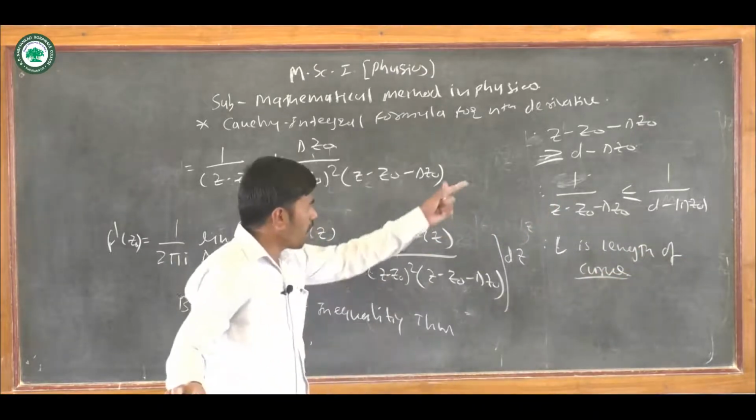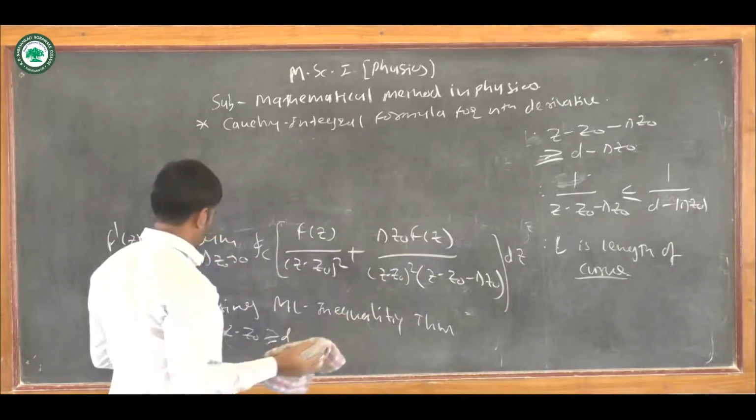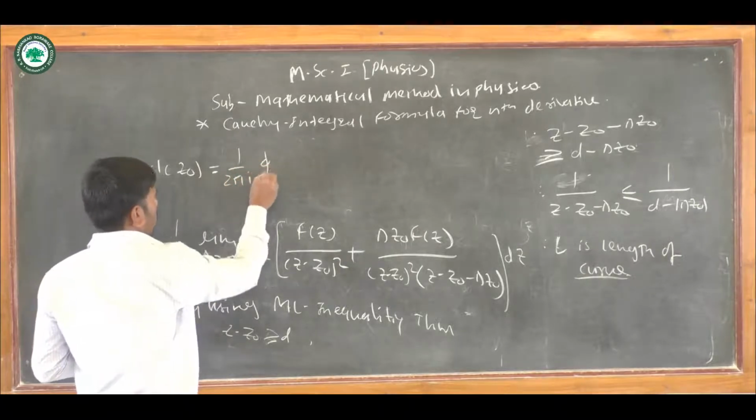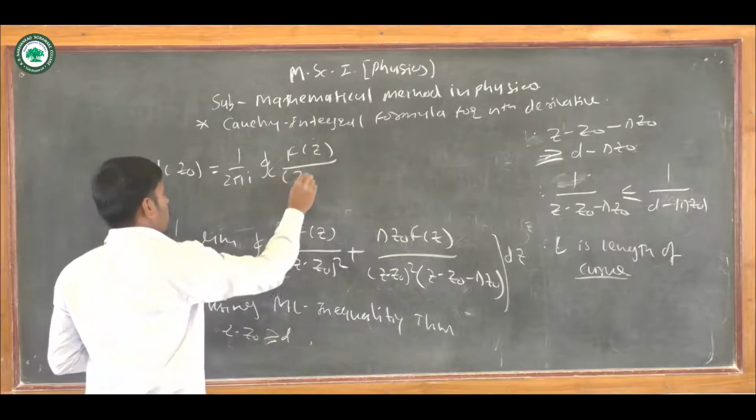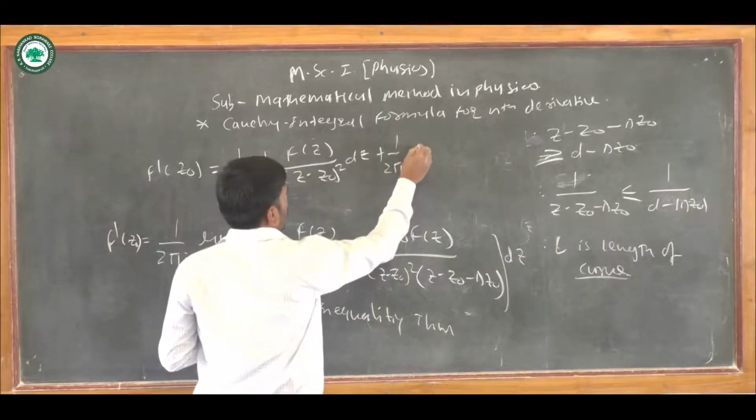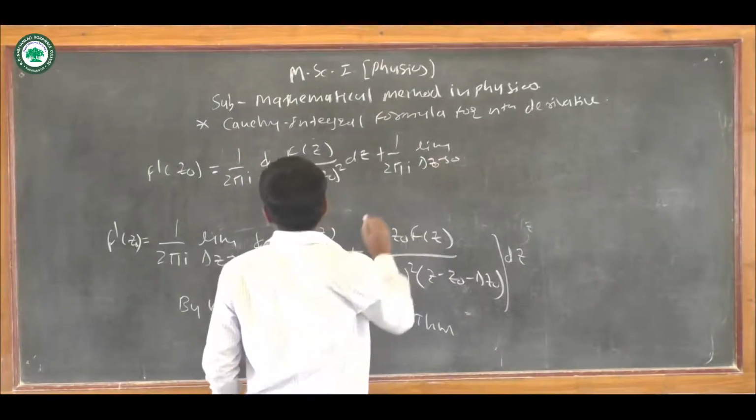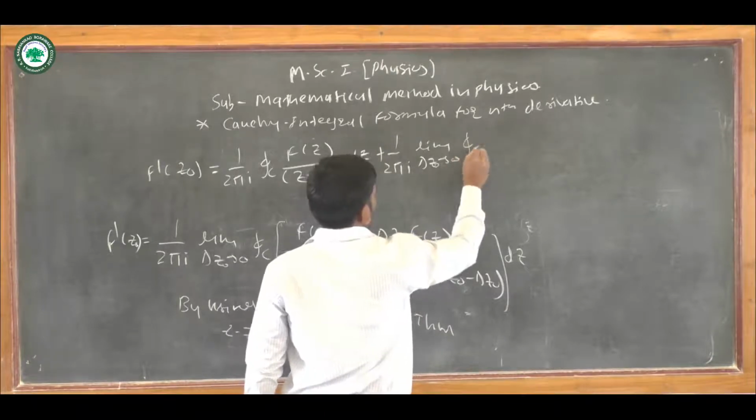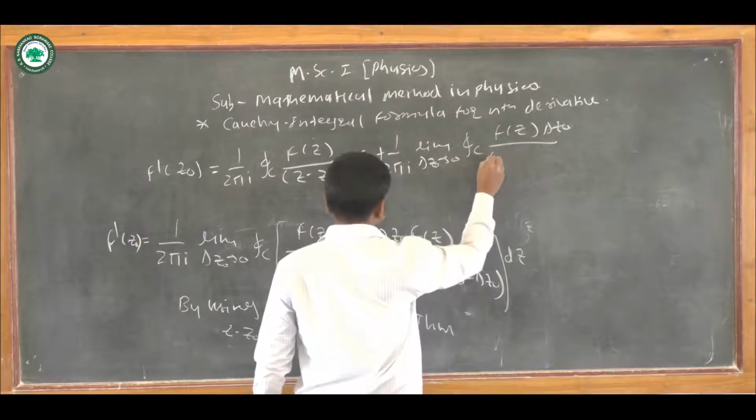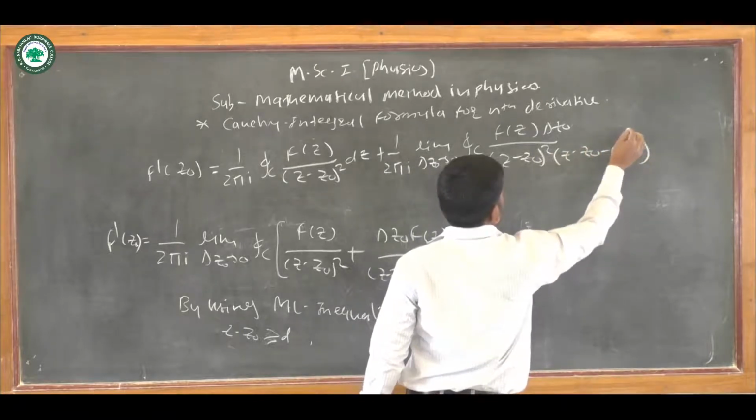Okay, so if I apply this here for this expression, we can write f prime z naught is equal to 1 by 2 pi i, closed integral over C of f of z divided by (z minus z naught) whole square dz, plus 1 by 2 pi i, limit delta z naught approaches 0, closed integral over C of f of z times delta z naught divided by (z minus z naught) whole square times (z minus z naught minus delta z naught) dz.